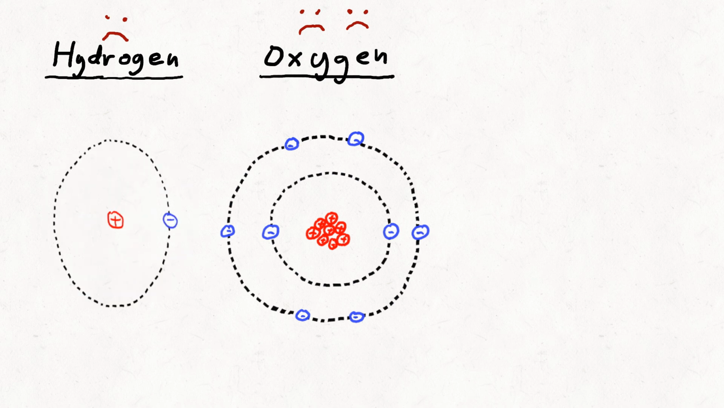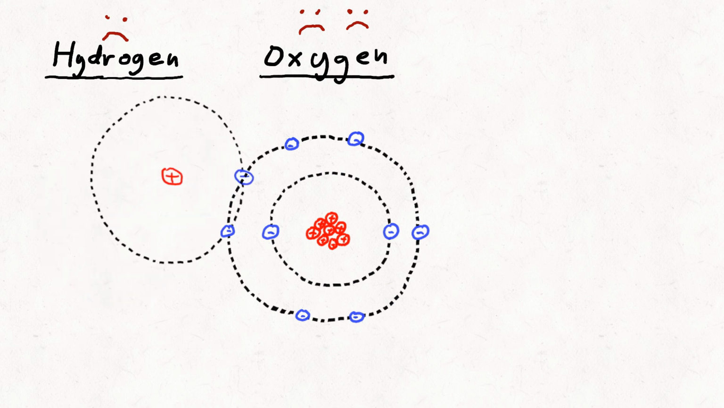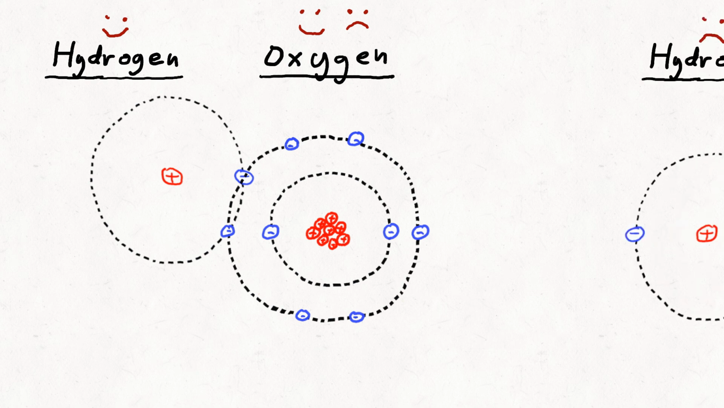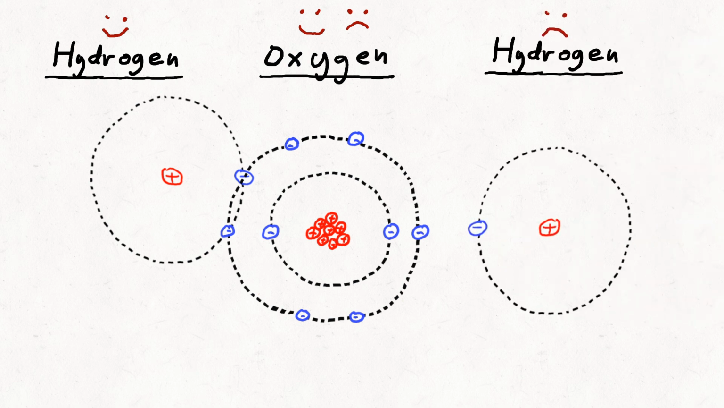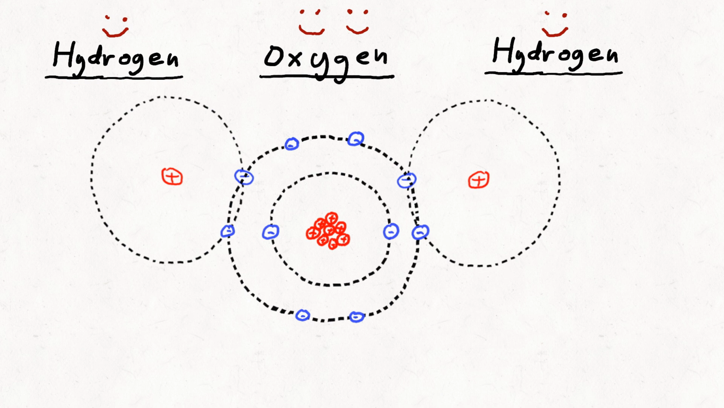If hydrogen shares 1 pair of electrons with oxygen, then hydrogen becomes happy. Oxygen is still not happy, but it now only needs 1 more electron instead of 2. So if we bring in another hydrogen atom, that hydrogen atom is unhappy, but will become happy if it also shares a pair of electrons with oxygen. Now oxygen is happy, and both of the hydrogens are happy. We call this sharing of electrons a covalent bond.